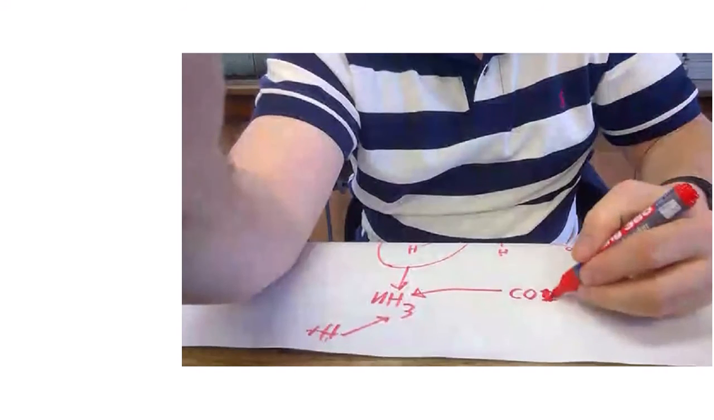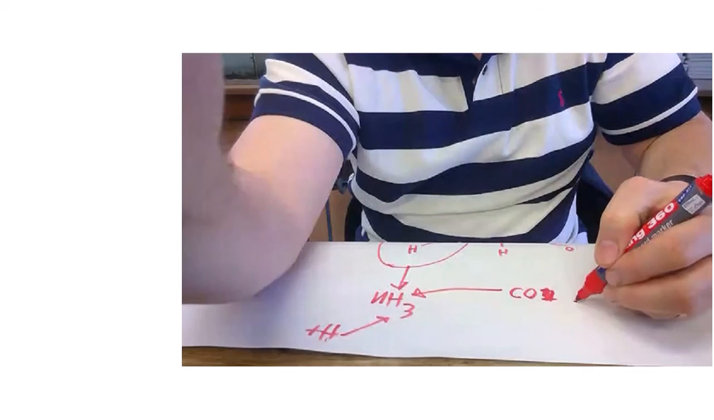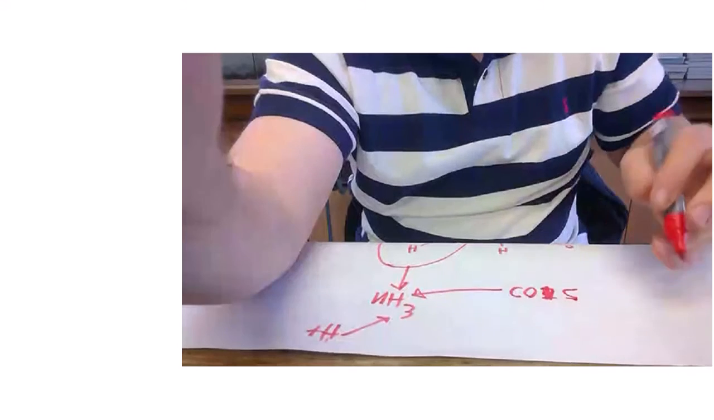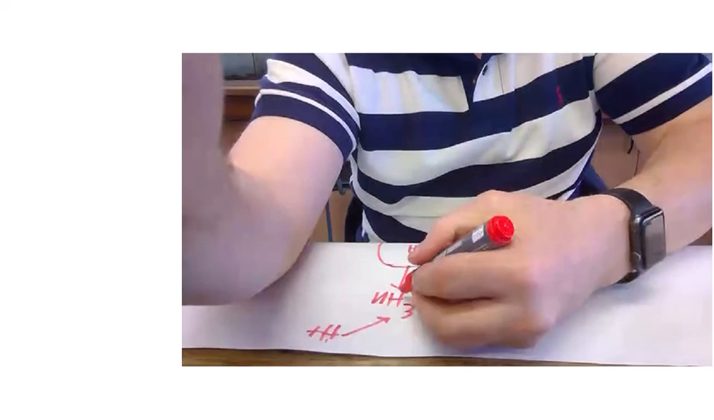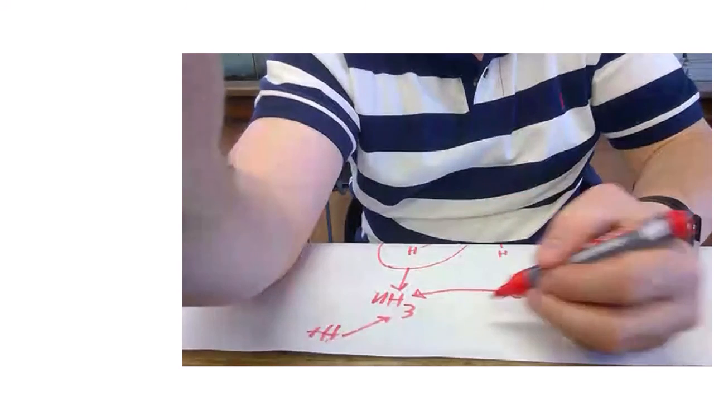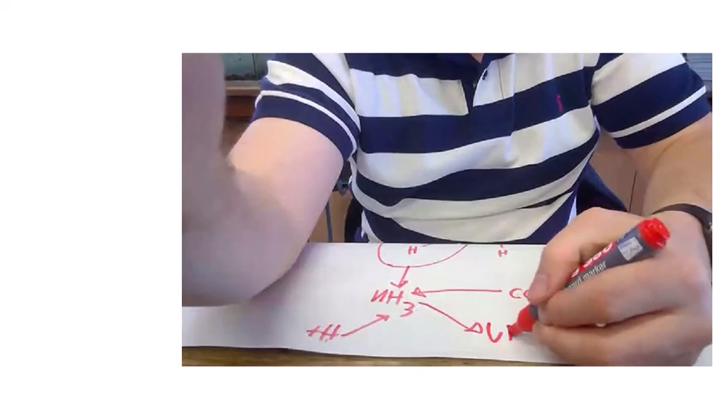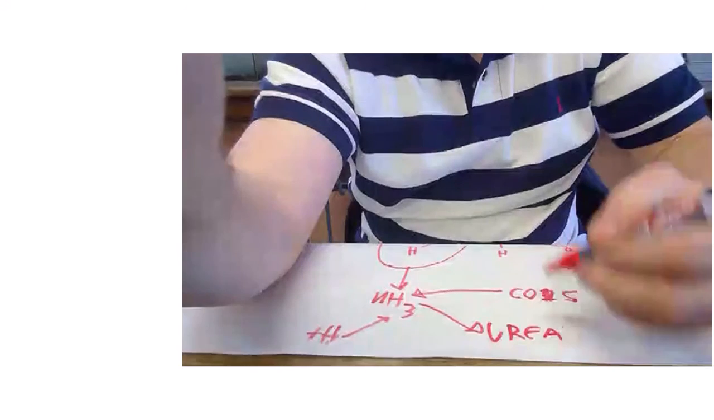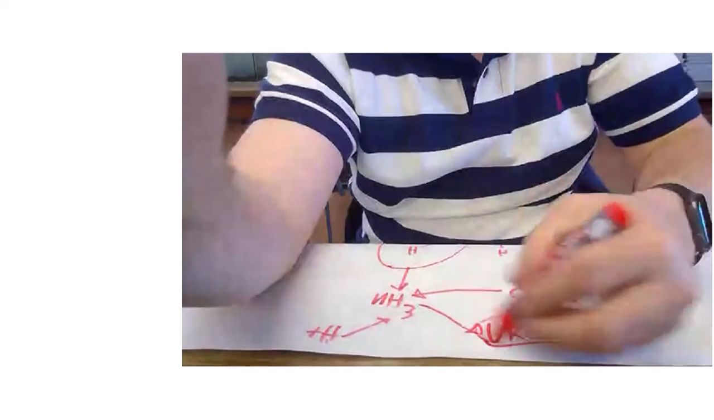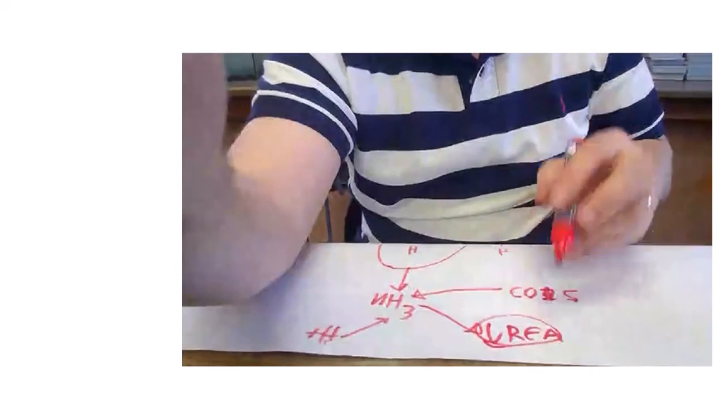and that creates urea, and urea then needs to be excreted. But it's less toxic than ammonia. That's the key to it, but you still have to get rid of it.